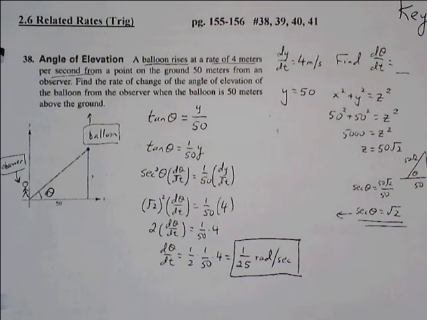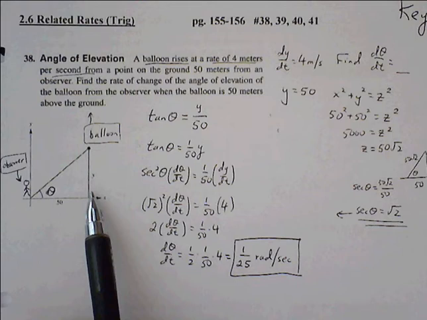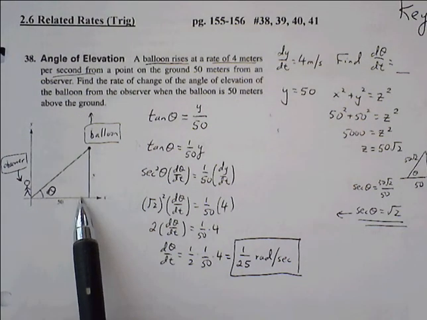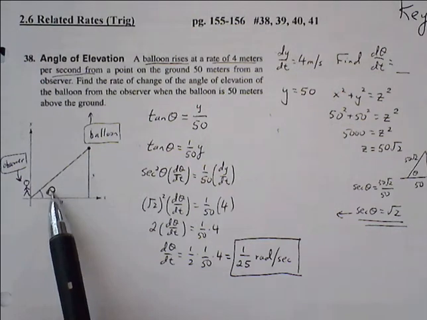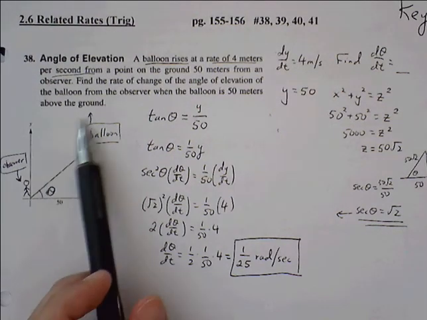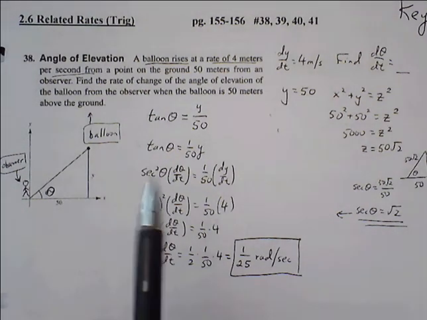Let's look at some related rates trig problems from 2.6. So 38 says a balloon rises at a rate of 4 meters per second from a point on the ground, 50 meters from an observer. Find the rate of change of the angle of elevation of the balloon from the observer when the balloon is 50 meters above the ground.